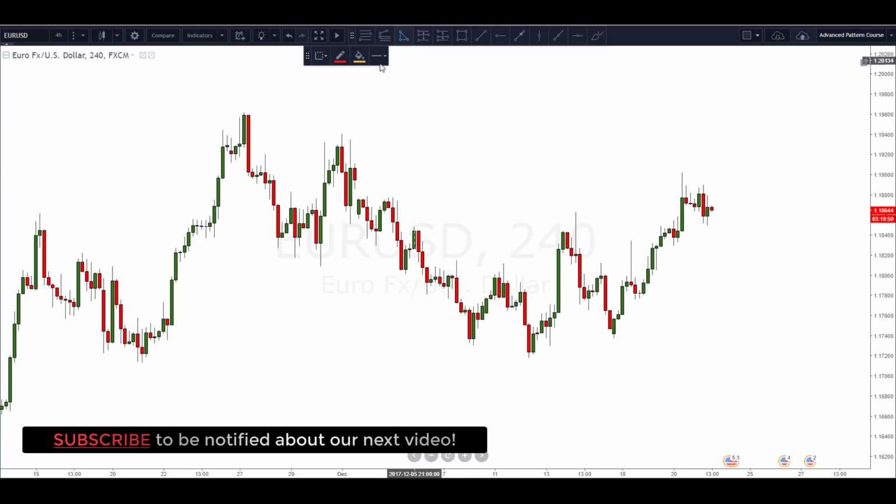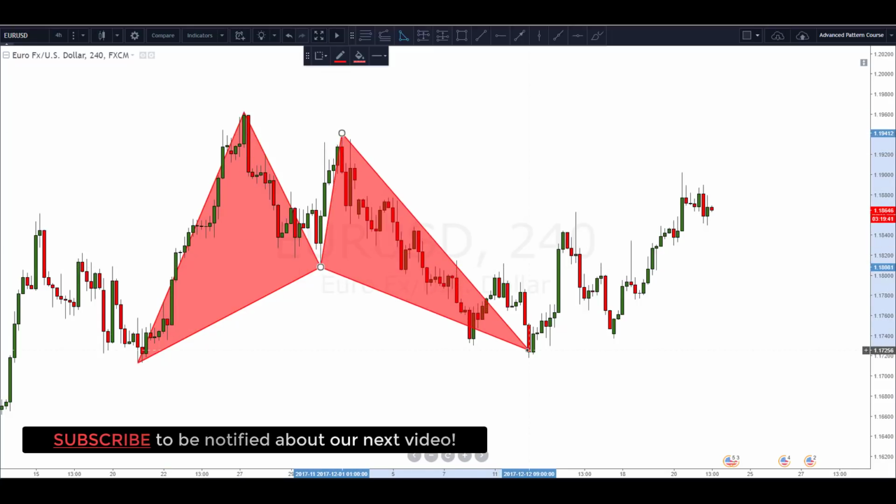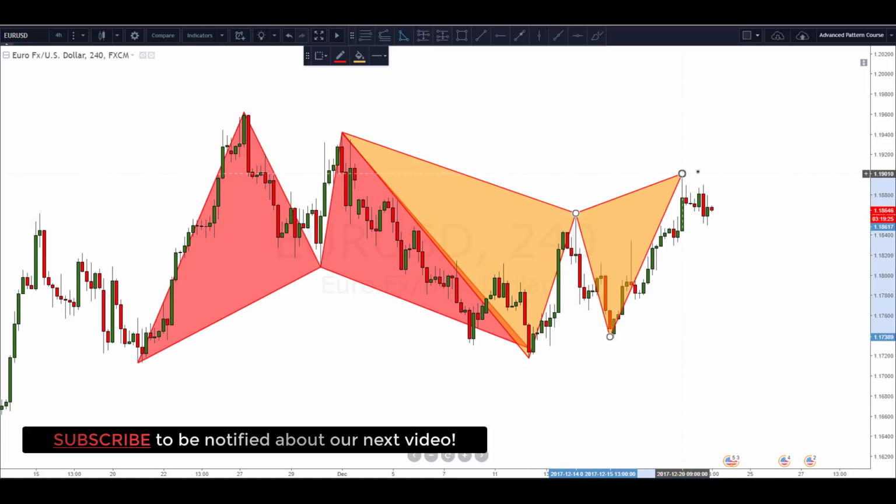Well, what if I do something like this? X to A down to B, B to C, CD completion. Advanced BAT. And again, X down to A to B, B to C, CD completion. Advanced Gartley. These are two of the main three advanced patterns that I use to take advantage of consolidating markets with a high degree of accuracy.